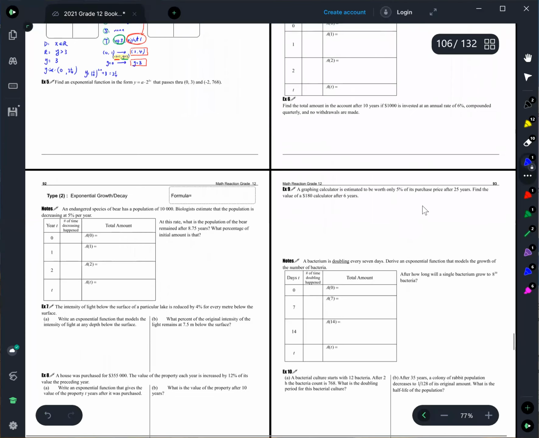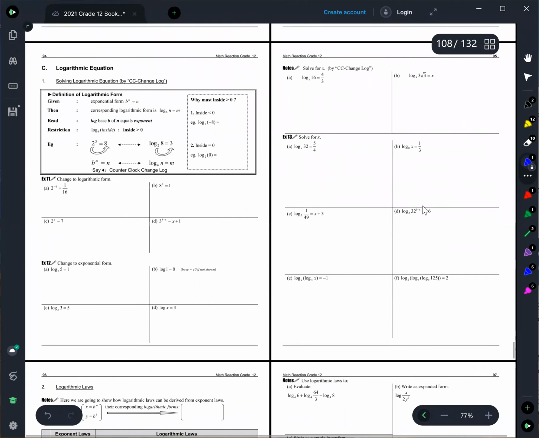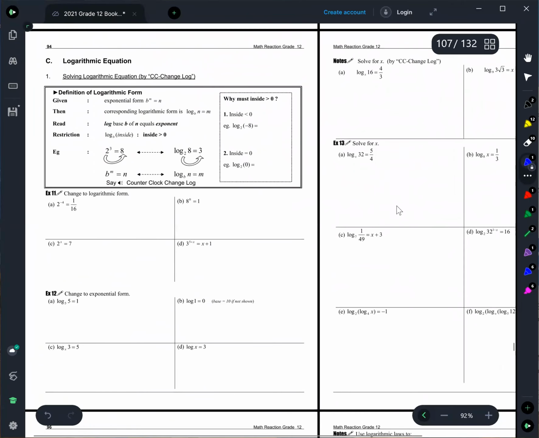Okay, so we'll come back to the word problem next week. We'll jump to page 94 for now.